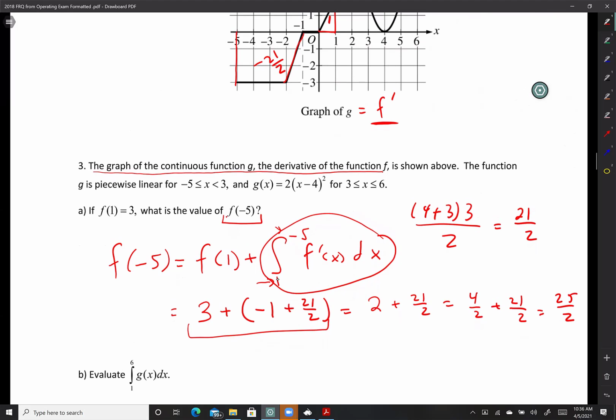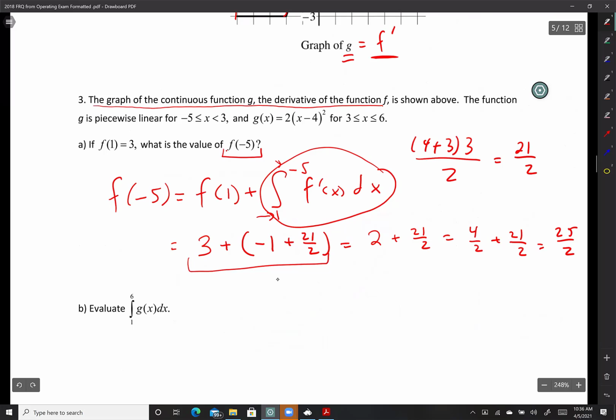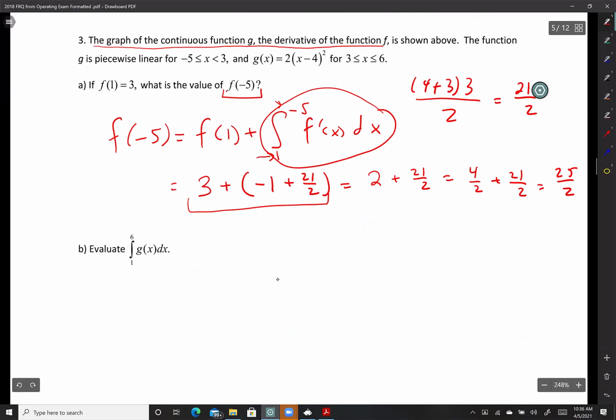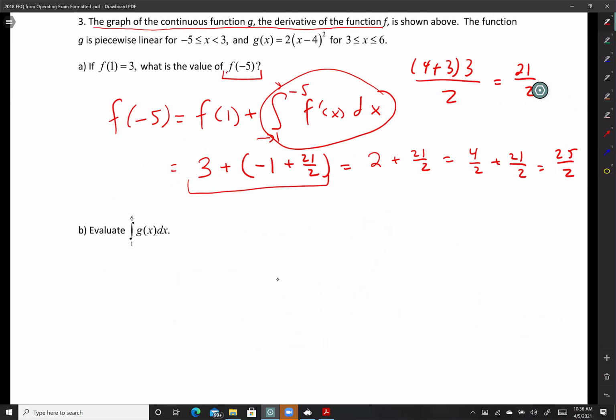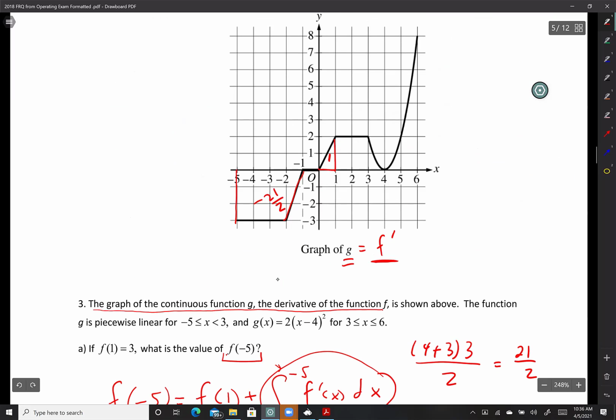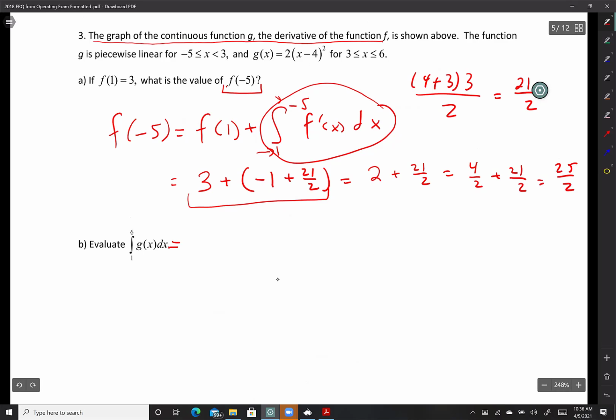Oh, dummy, that's g right here. I don't know why that took me such a long time to figure out, guys. So here we go. We're just going to integrate. We're just going to find the area under the curve between 1 and 6. So that's all we're doing here. Sorry that it took me a while to look at that.